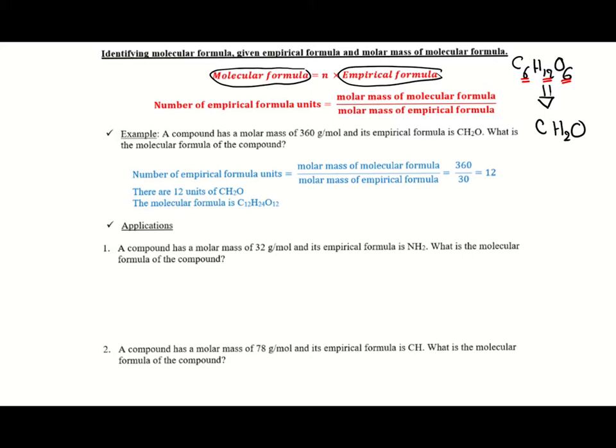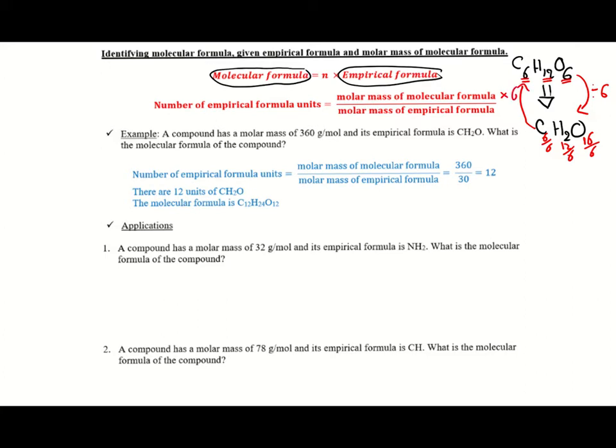You can see that if we divide 6 over 6, you will get 1. If you divide 12 over 6, you will get 2. If you divide 6 over 6, you will get 1. So you divide all the subscripts by 6, you will get the empirical formula. And again, if you multiply the empirical formula by 6, you will get the molecular formula again.